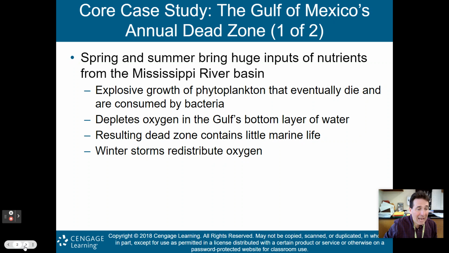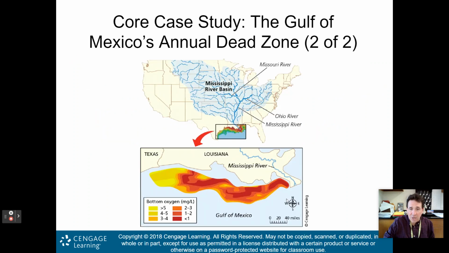This is happening almost every spring and summer here, just where the Mississippi River ends into the Gulf of Mexico. The water current here is moving along the coast, and so you'll notice as the nutrients go along the coast, they hug the coast. That's where your dead zone ends up being.